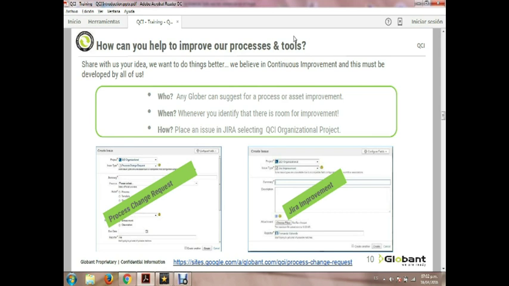When? Whenever you identify that there is room for improvement. How? Place an issue in JIRA selecting the QCI organizational project. It could be a process change request or a JIRA improvement issue.